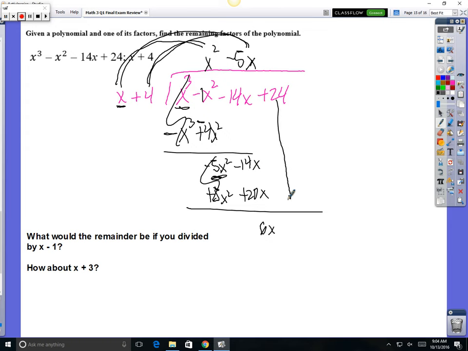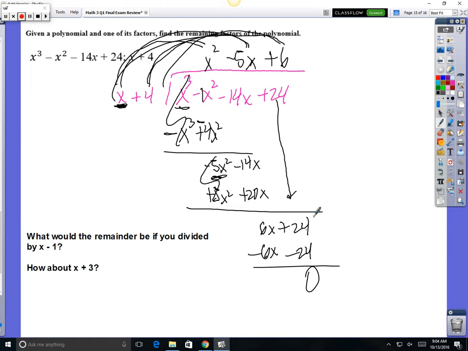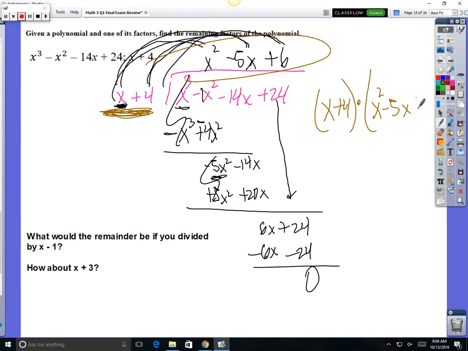Bring down the next, which is plus 24, and times this by 6. 6 times x is 6x. 6 times 4 is 24. Minus them. Change that to minus, change that to minus, and 0 is your remainder. So here are your factors. Your factors are x plus 4, which is what they gave us, one of them. And this is the other factor. So it's x plus 4 times x squared minus 5x plus 6.